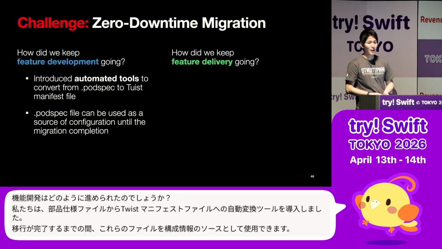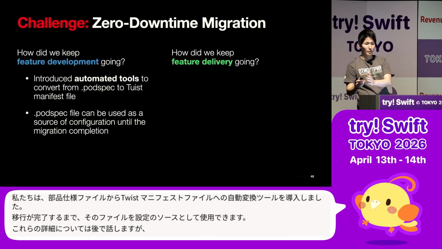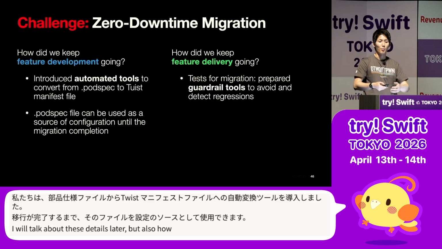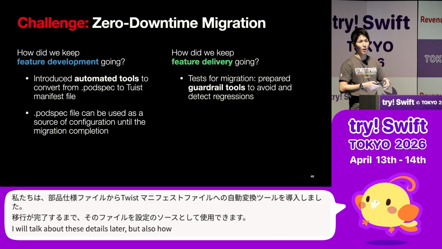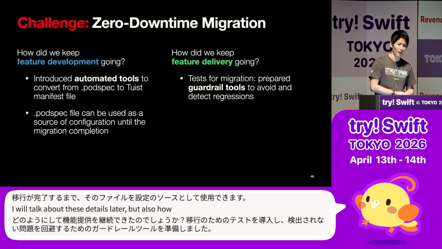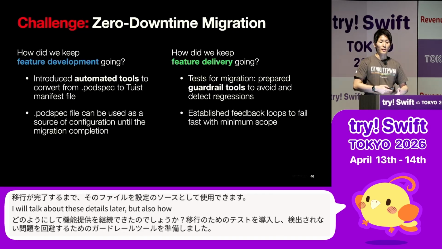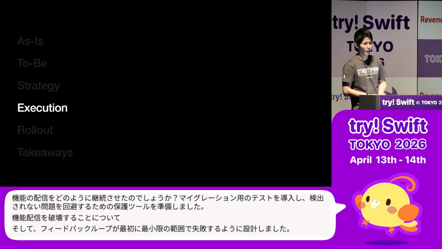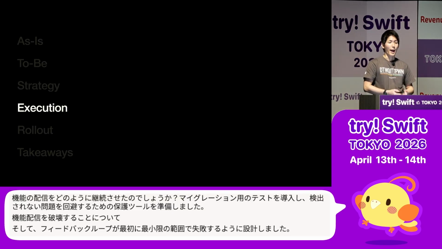Also, how did we keep the feature delivery going? We introduced some tests for migration and prepared guardrail tools to detect and avoid regressions and avoid disrupting the feature delivery. And we established feedback loops to fail fast with minimum scope. Then let me talk about the execution based on this strategy.